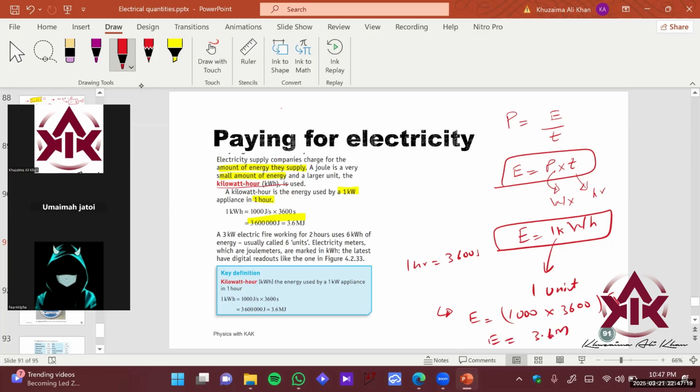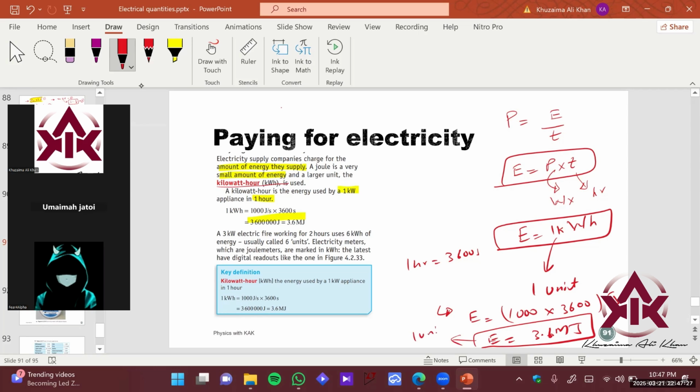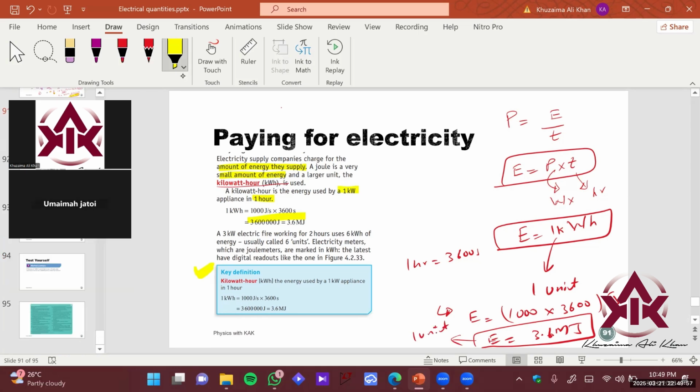So if your appliance consumes 3.6 megajoules, it is going to be 1 unit in your electricity bill, right? This is the conversion ratio over here. 1 kilowatt hour is 3.6 megajoules of energy, which your appliance consumes in 1 hour, right?